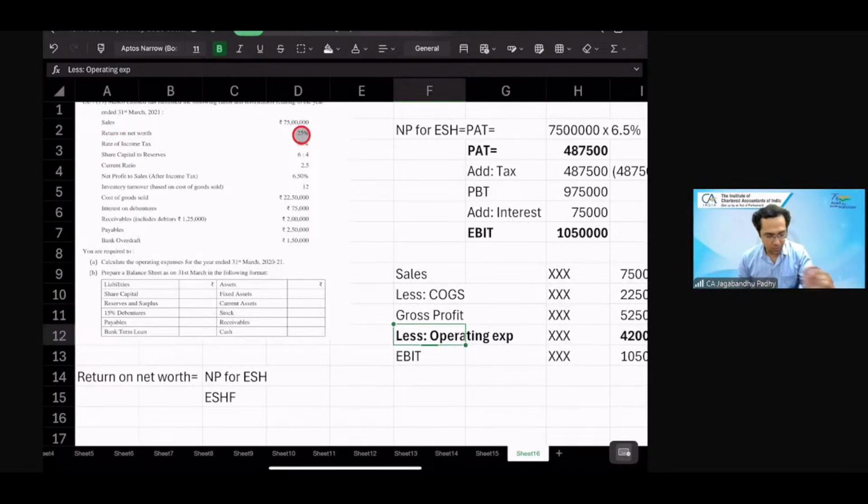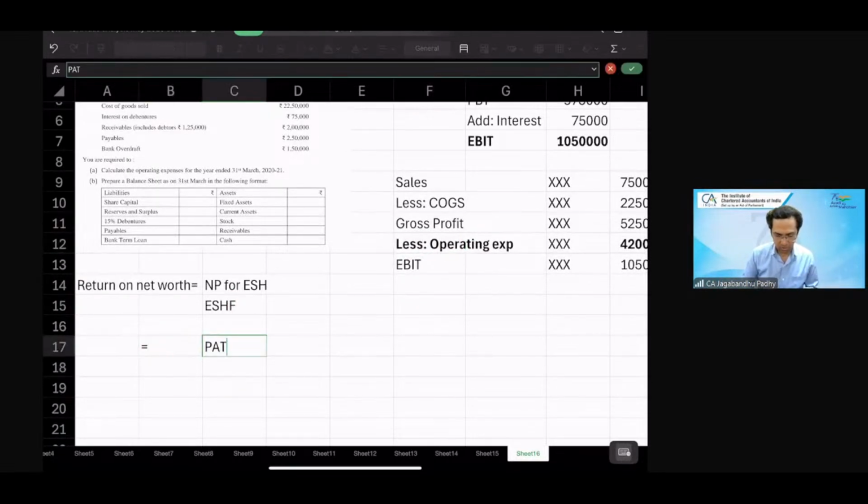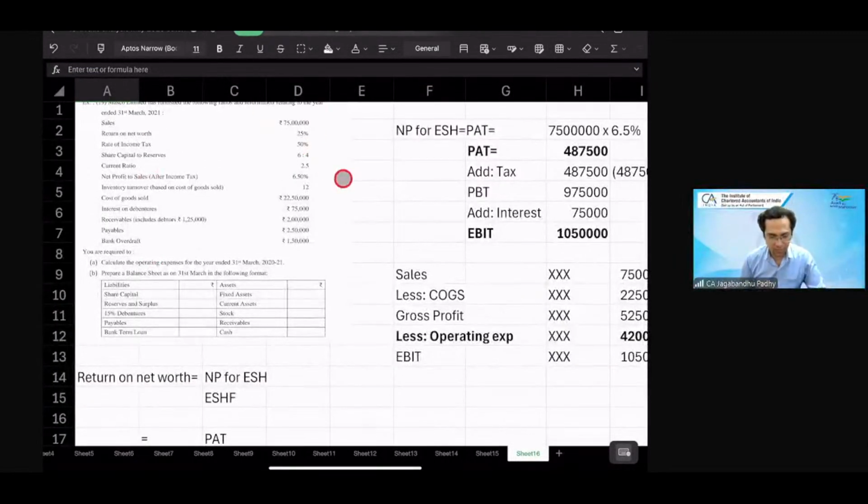Now, whenever you want to prepare a balance sheet or any other financial statement using ratios, always use 1% and a corresponding number related to that percentage. Like return on net worth, which relates to the net worth number we have already obtained. Can I say profit after tax? Because return on net worth is computed as net profit for equity shareholders upon equity shareholders' funds. And this is obviously going to be PAT upon equity shareholders' funds in our case. So we know that return on net worth is given as 25%.